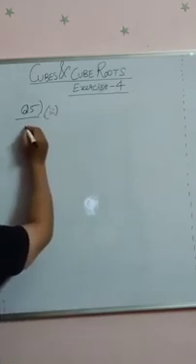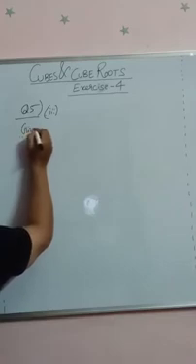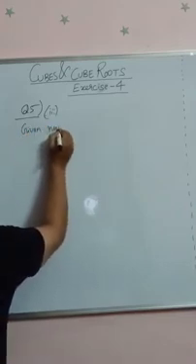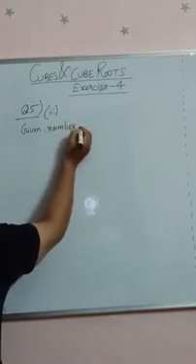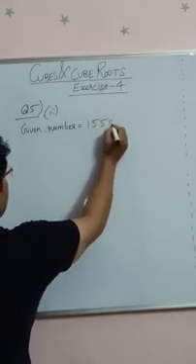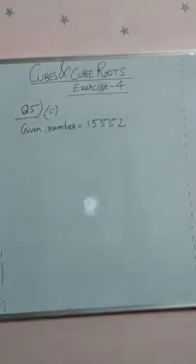The number given, or we can write the given number, in the third part of this question, is 15,552. We have to find which number should be multiplied to it to make it a perfect cube.